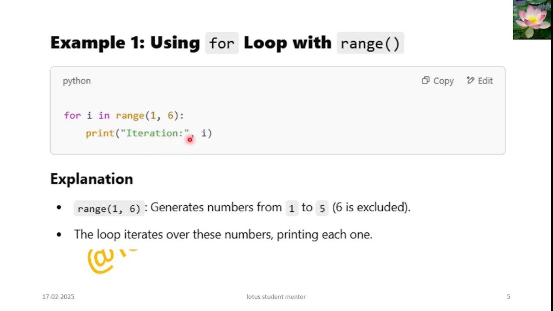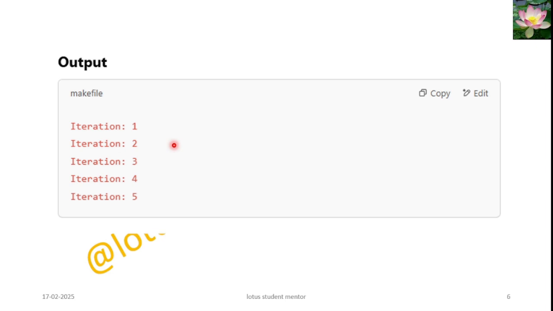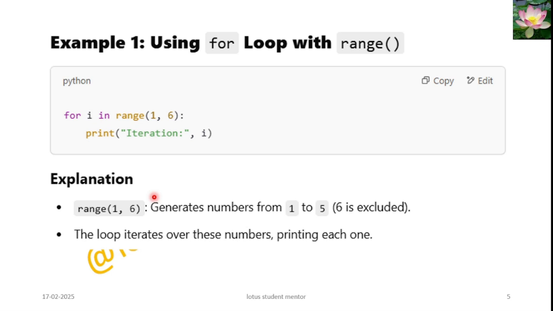Now print iteration i. What will happen? Range 1 to 6 generates numbers up to 6 minus 1, that means 1 to 5 iterations will take place. The 6 is excluded. So it prints iteration 1, iteration 2, 3, 4, like that. After completing the theoretical explanation of examples 1, 2 and 3, I am going to demonstrate them practically. The output is iteration 1, iteration 2, iteration 3, 4 and 5.